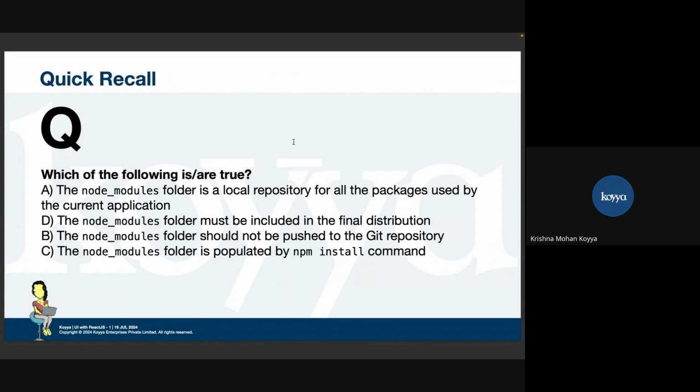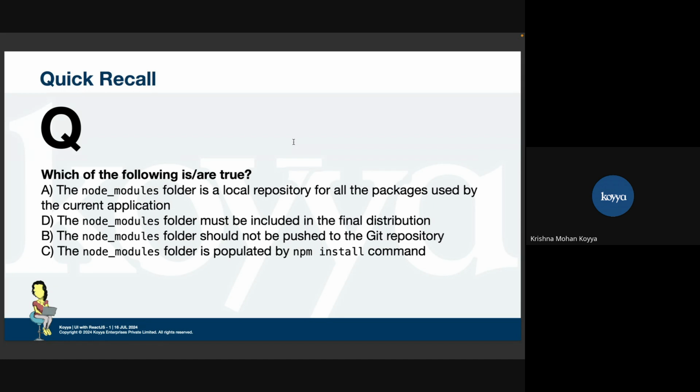Which of the following are true? The node modules folder is a local repository for all the packages used by the current application. I hope you all agree with that. A is the right answer. The node modules folder must be included in the final distribution, must not be actually. Node modules are required only during the development. Finally, you'll be creating a distribution image which contains the required stuff only. Node modules need not be included in the final distribution. So D is not the correct option.